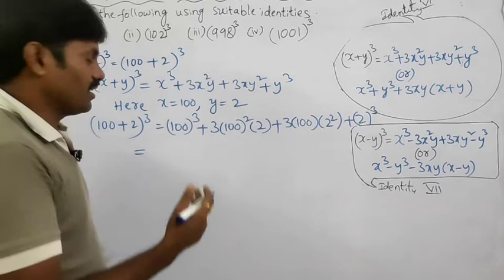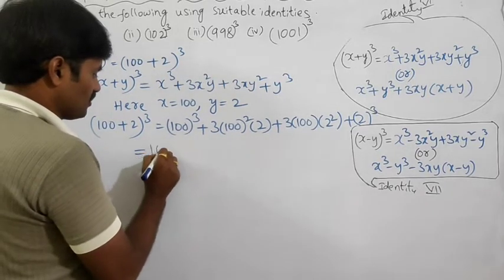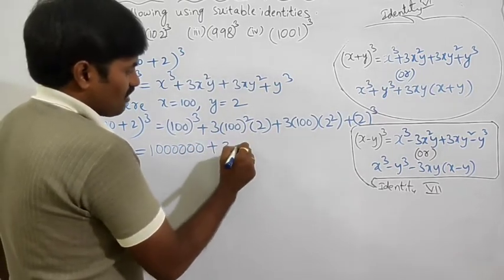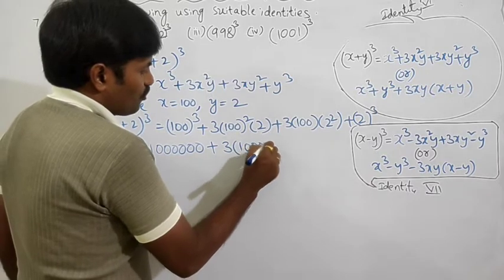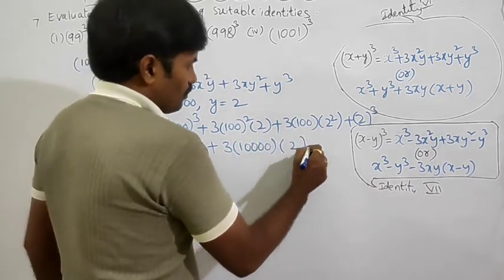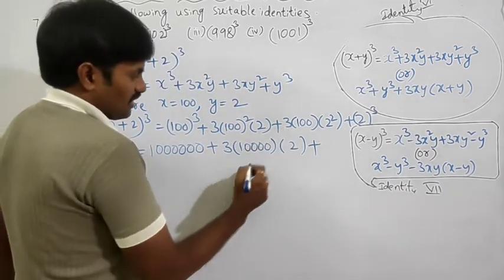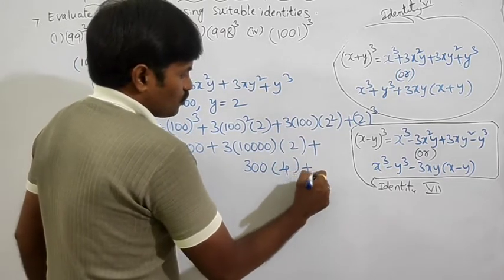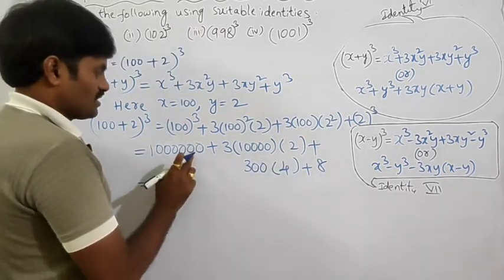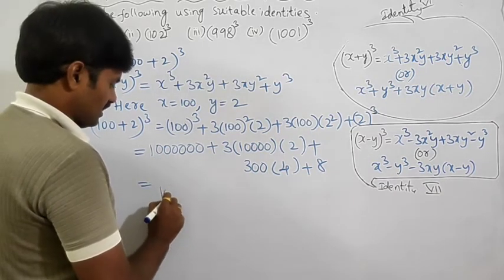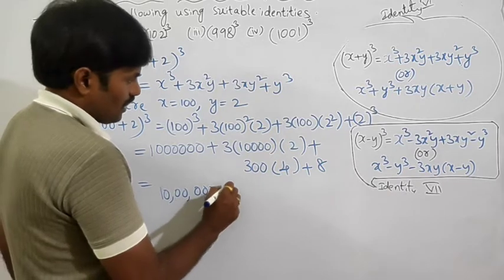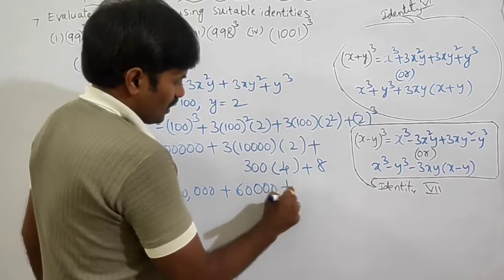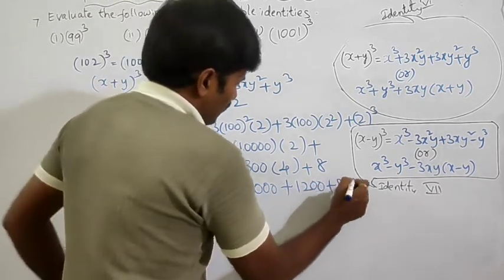So 100 into 100 into 100, we get 1 followed by 6 zeros. Plus 3 into 100 square, that is 10,000, into 2, plus 3 into 100, 300, into 2 square, value 4, plus 2 cube, value 8. Ones, tens, thousands, 10,000, lakhs, 10 lakhs. Plus 3 into 2, 6, into 10,000, 60,000, plus 4 into 300, 1200, plus 8.